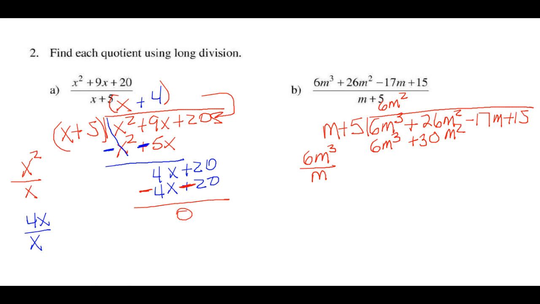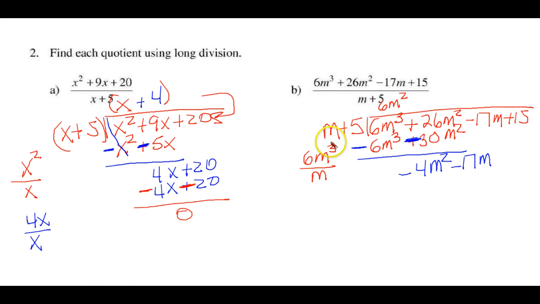squared. Now what do we do? Well, when we put our line, this is critical. We have to change our signs. This cancels out, and here we end up with a negative 4m squared. We now bring down our negative 17m.